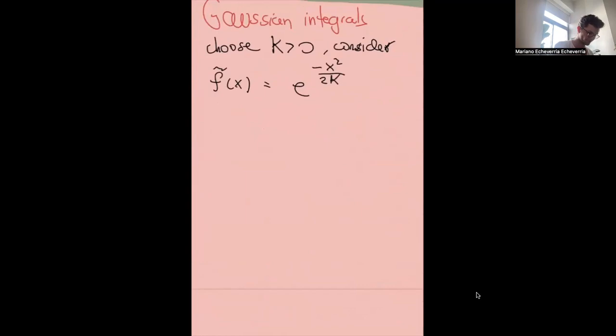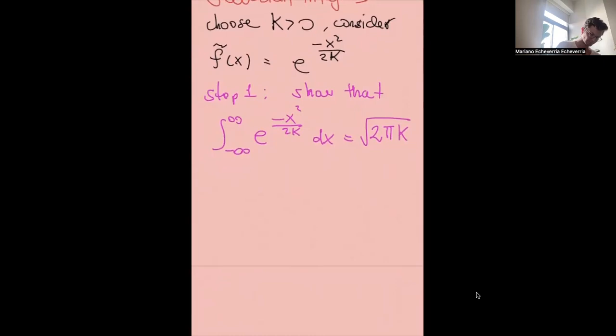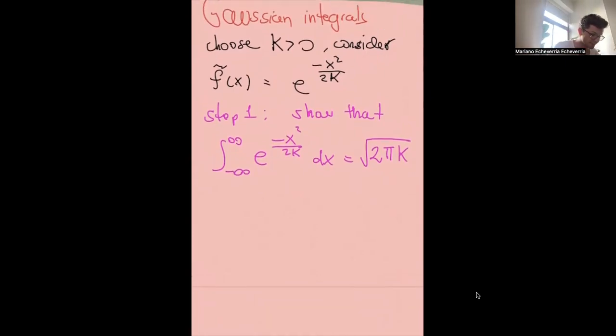So step one, I'll show it for you. What I want to show is that this integrates to the square root of 2 pi k. Okay. So that's the first thing that we will verify. And this is also called the normal distribution. I should have said that as well.